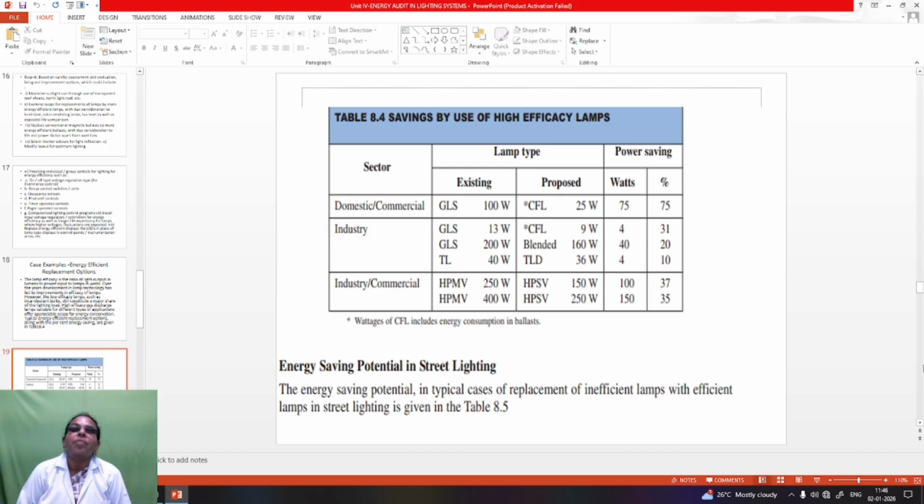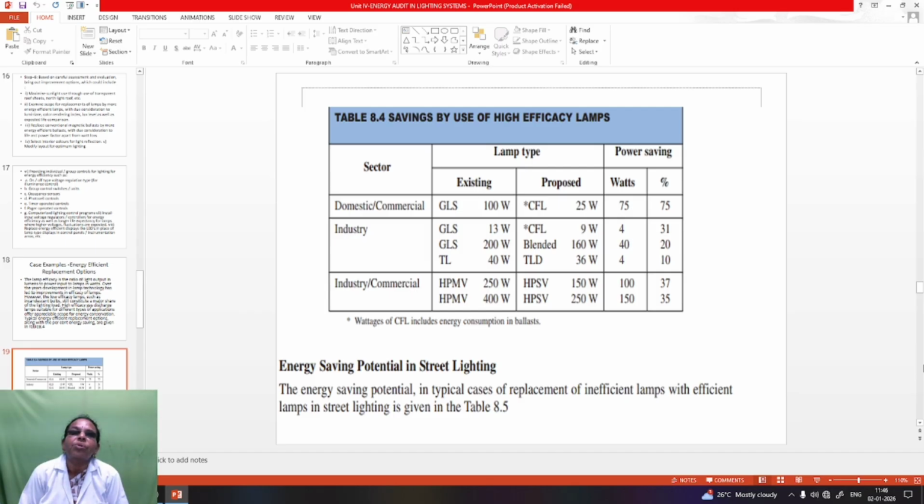Saving by the use of high efficiency lamps. For domestic and commercial use, the existing lamp type is GLS 100 watt, and the proposed is CFL 25 watt.